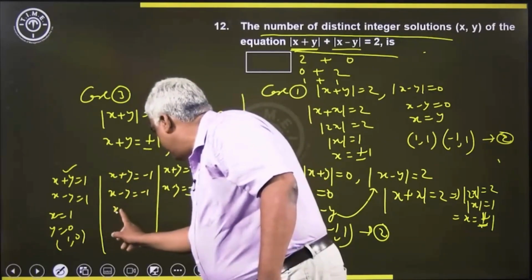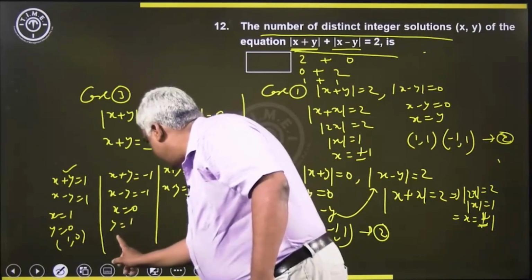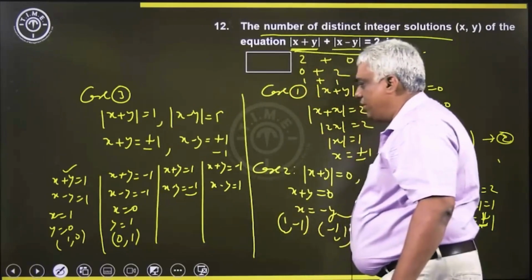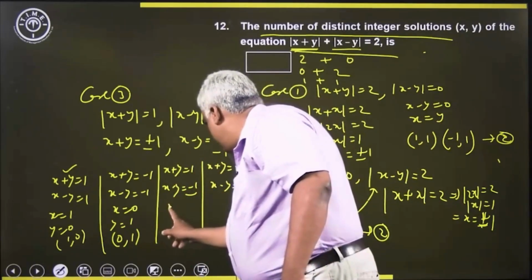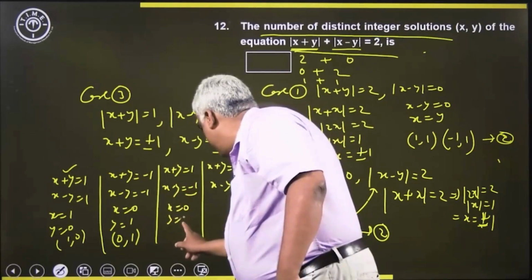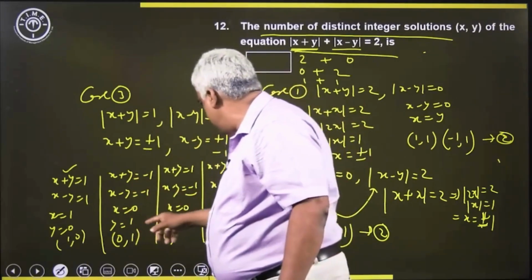So x is 0, and here the y will be 1. So one answer is (0, 1), right? Okay. Now here you see, if you add these two, x will be 0. So here x will be 0 and y will be 1. So it will be (0, 1). Sorry, if you add this, 0.